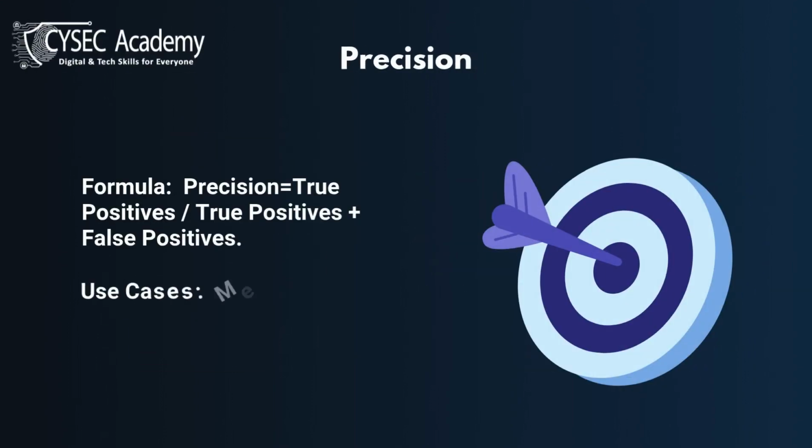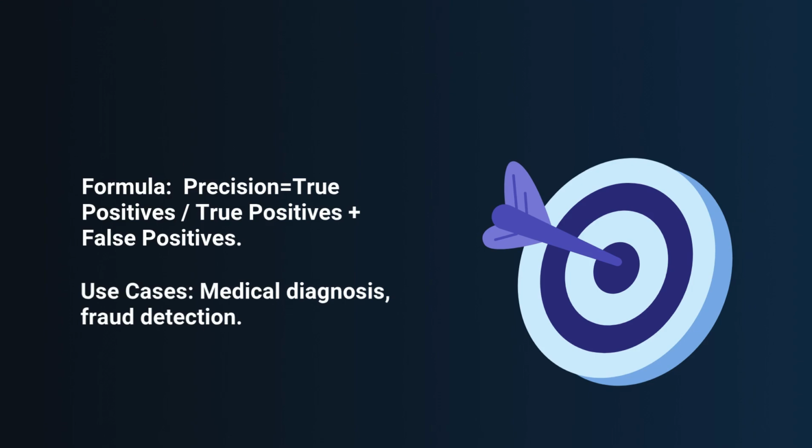2. Precision. Precision measures the proportion of true positive predictions out of all positive predictions made by the model. It is important in situations where false positives are costly or undesirable. 1. Formula. Precision equals true positives / (true positives plus false positives). 2. Use cases. Medical diagnosis, fraud detection.